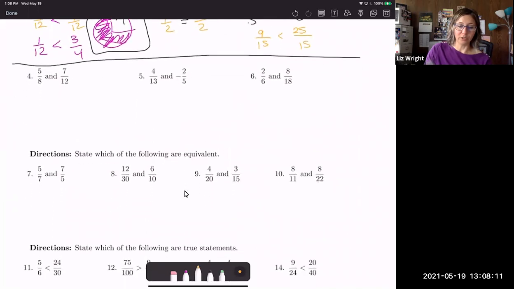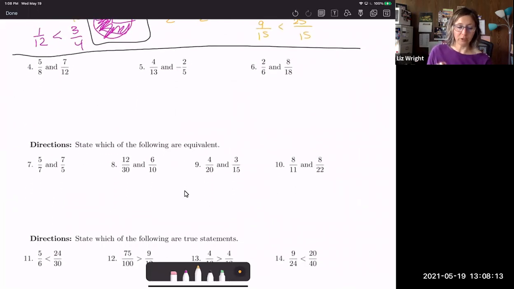And so what I want you to do, I want you to finish the rest of this page. 4, 5, and 6, you're doing similar things that we were just doing for 1, 2, and 3. For the next part, 7, 8, 9, and 10, it says state which of the following are equivalent. So some of them are going to be equivalent and some of them aren't. And so you're just showing me how you're determining that. So how are you determining that they're equivalent or not equivalent?